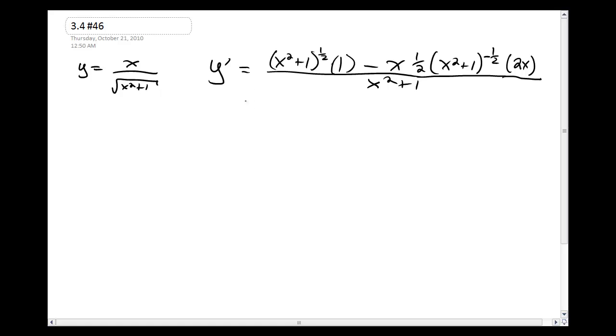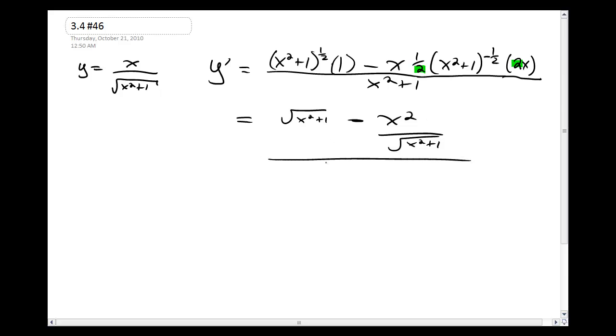Alright, that's my first derivative. I can simplify my first derivative out a little bit. This is the square root of x squared plus 1. And I get some nice things to happen. x times x is going to give me an x squared. And this x squared is all going to be divided by the square root of x squared plus 1, because this guy up here, convert that, all of this is still over x squared plus 1.